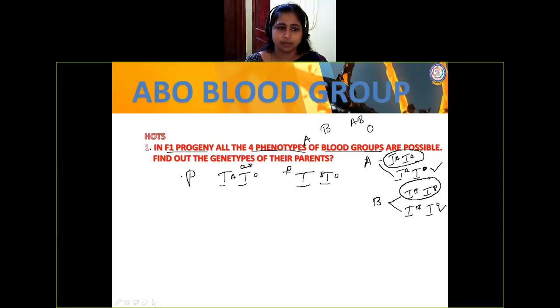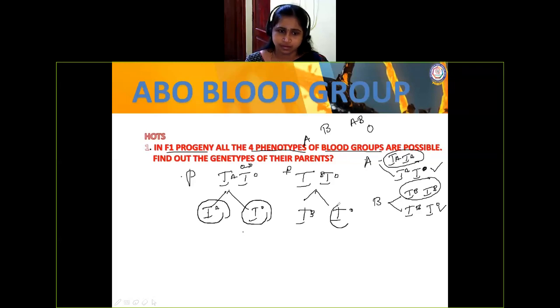And now pull out the gametes. It is not necessary here. You have to pull out the gametes, then F1 generation on selfing. Directly we can go to the Punnett square. Gametes we all know. If you want, we'll write and complete that too. IA, IO. Here IB, IO. Okay, and circle the gametes. Right? Now we'll move to the Punnett square.